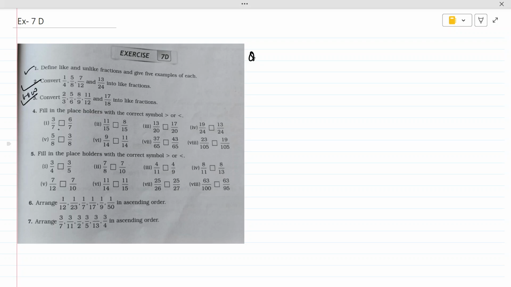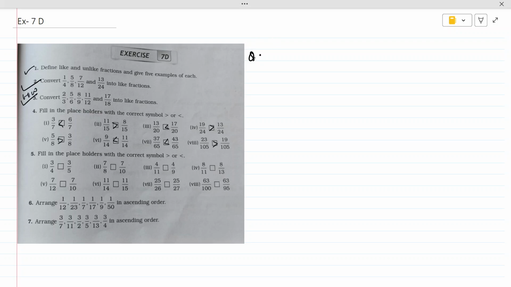So 3 by 7 and 6 by 7, we are given 3 by 7 and 6 by 7, denominator is same, this one is greater. Here also these are like fractions, 11 is greater. Like fractions, 17 is greater. Like fractions, 19 is greater. 5 by 3 by 8, this is greater. Here, 11 is greater. Here, 43. And in the last one, all these are like fractions, so that is easy to find out which one is greater.